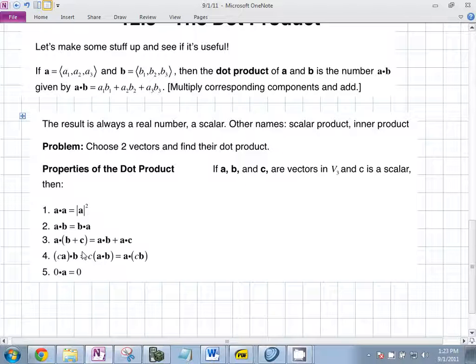It's always a real number. It's always a scalar. Scalar product, sometimes called an inner product. Some basic rules about dot products. If you take the dot of a vector times itself, what do you end up with? What does this represent right here? The magnitude squared. That is correct. It's the magnitude squared.